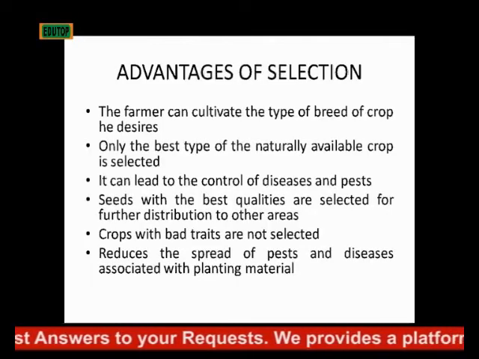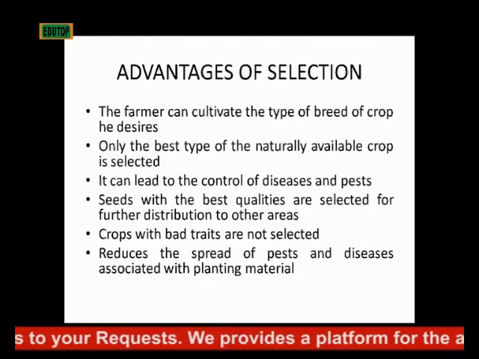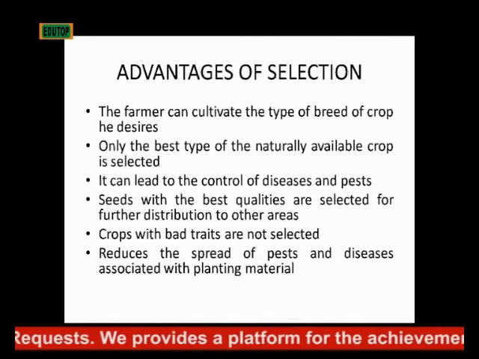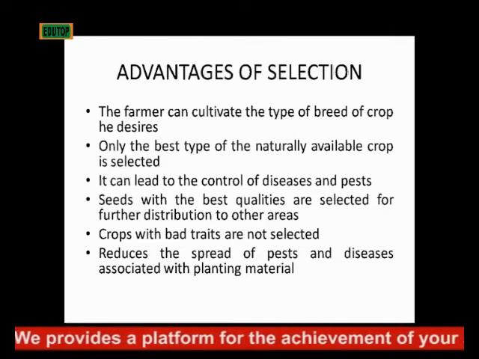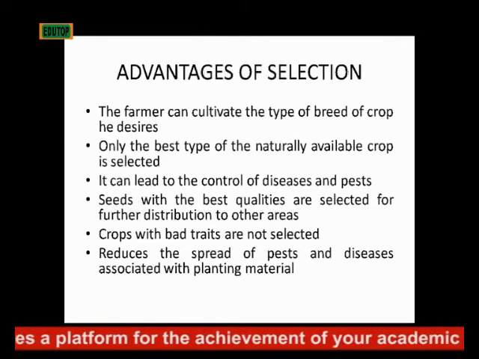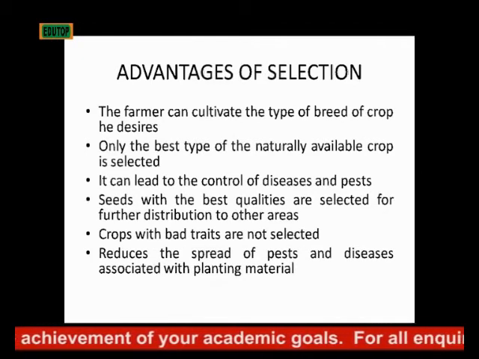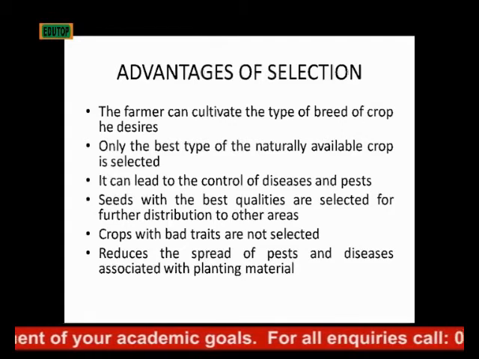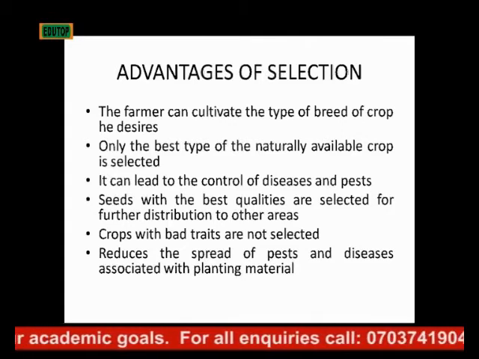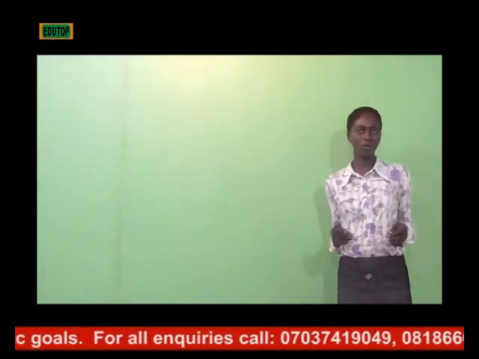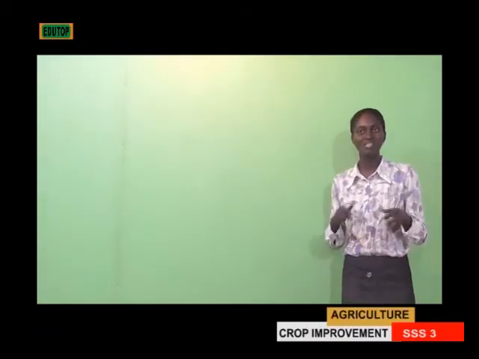Now, to the advantages of selection. First, the farmer can cultivate the type of breed of crop he desires. So he has options in selection. The next is that only the best type of naturally available crop is selected. You look out for, okay, this has the highest crop yield, this has a very good color, I like the size of this fruit. So the best type of naturally available crop is selected.